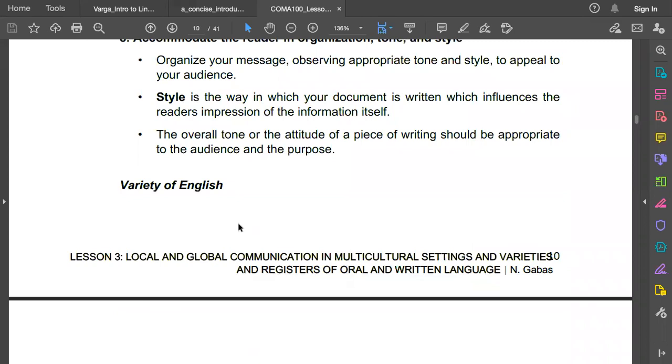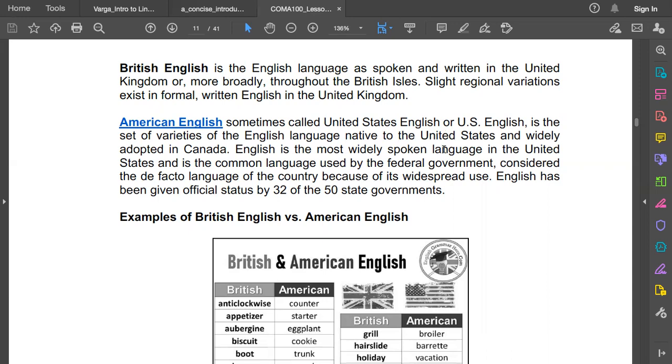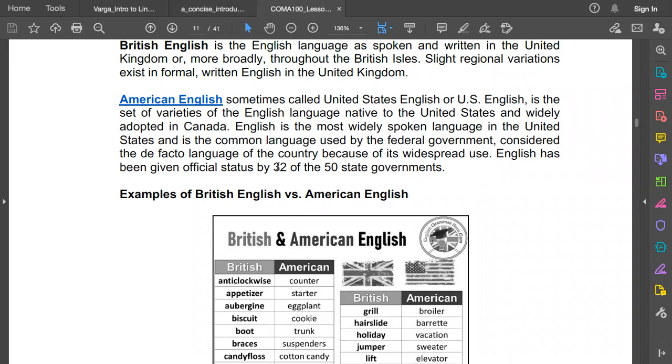So with British English, it came from the United Kingdom, the British Isles. Ito yung mga British accent. Sila yung nawawala ng R. But there are words, not about the pronunciation, but the words that they convey. So American English is obviously the English of the USA, Canada, and other parts of the United States. So English is given official status by 32 out of 50 states in government.